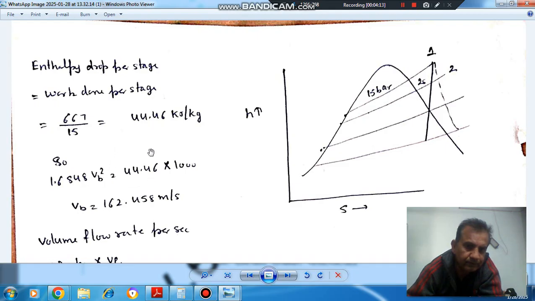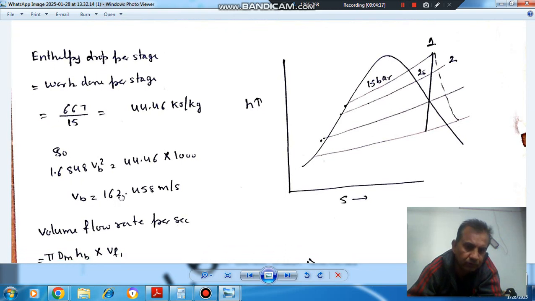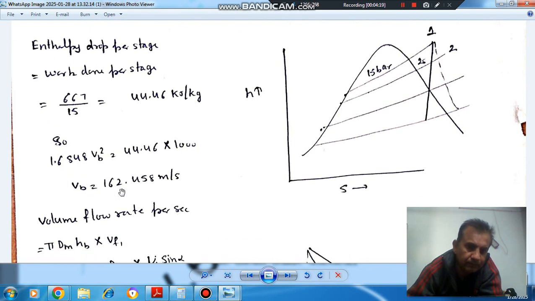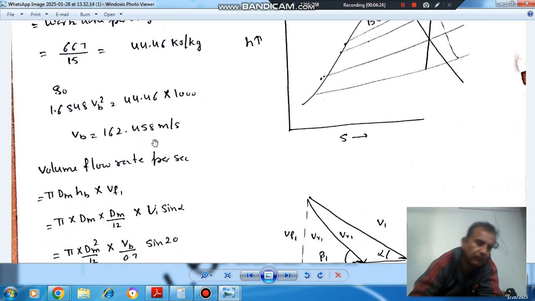So equating these, converting kilojoule into joule, we can find out VB. The blade velocity comes out as 162.458 meter per second.